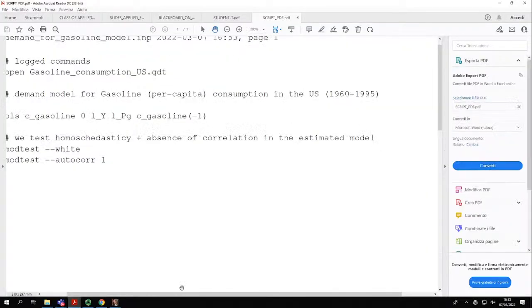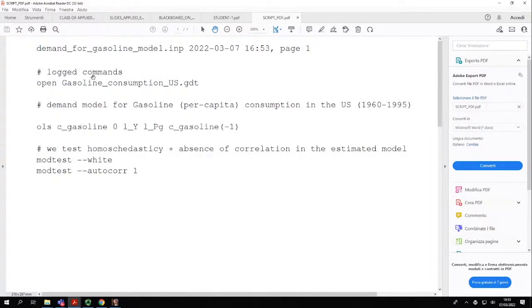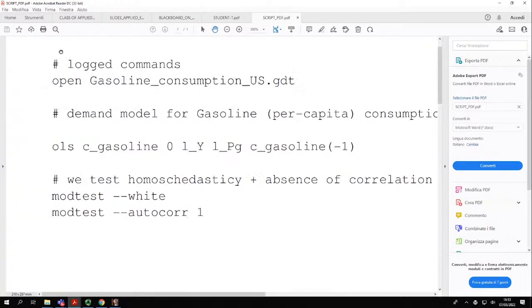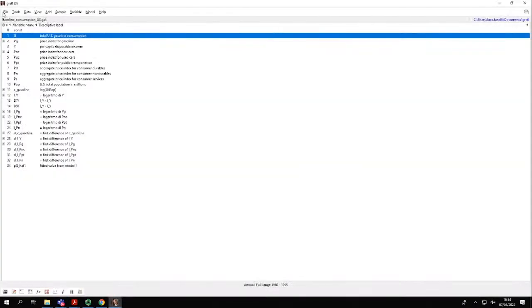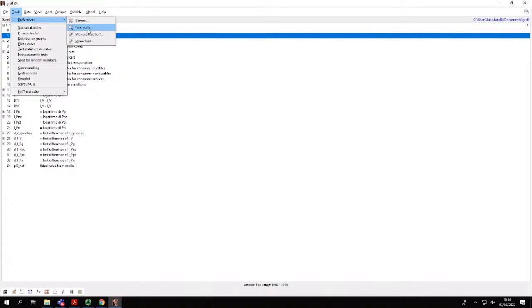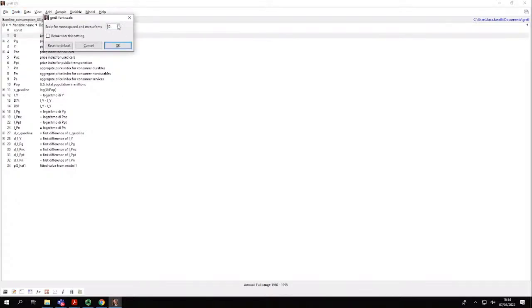The script does the following job. First of all, we open the data set, gasoline consumption in the US. We have time series data. Let me show you this data. So, tools, preferences, font scale 20.